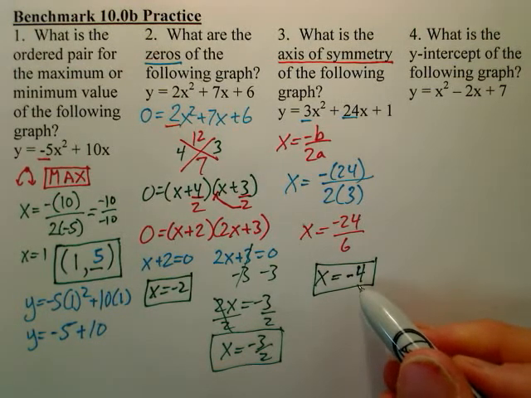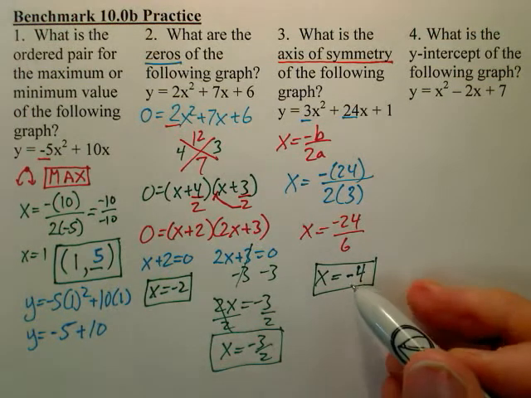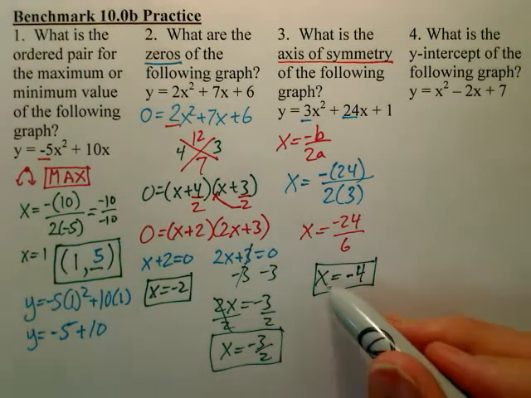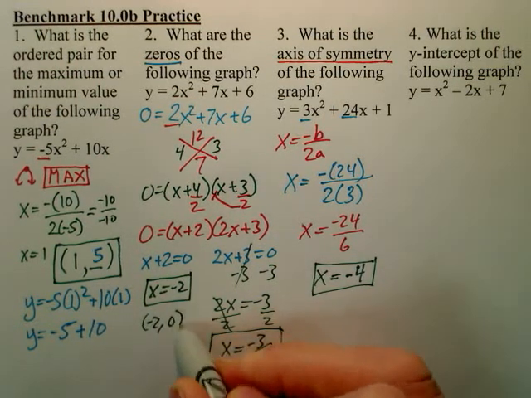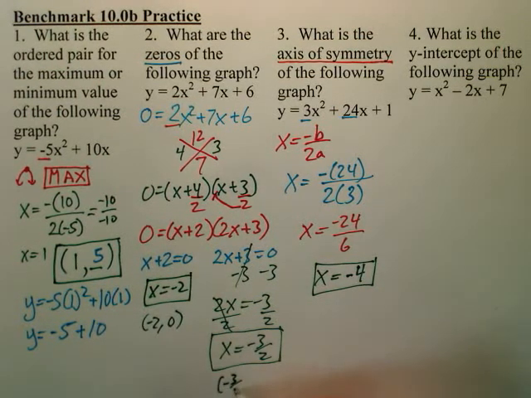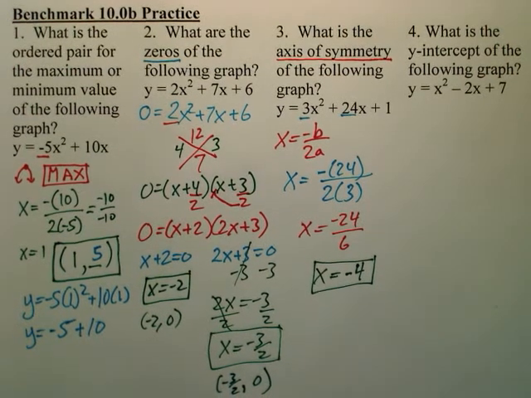Now be careful, you guys. Make sure you put x equals. If you don't put x equals, I'll mark you off. Don't put y equals, don't put negative 4. It is an axis of x equals negative 4. Here, these are the values of the x-intercepts. You could write these as coordinates if you want. Remember, you could write it as negative 2, 0, and negative 3 over 2, comma 0. You could write these as coordinates if so needed or desired.